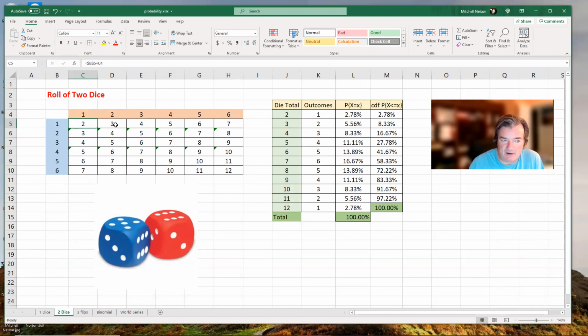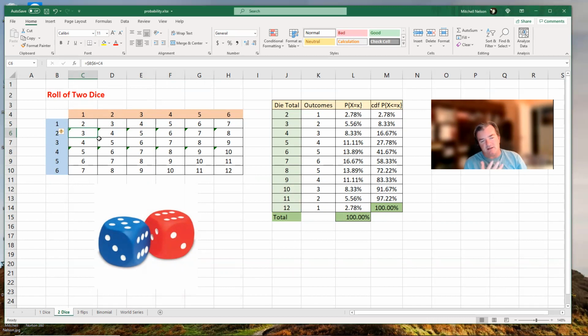Now, how many ways can we get a 3? There's actually 2 ways that you could get a 3. The blue dice could be a 1 and the red dice is a 2. That would add up to 3. And another way it works is if the blue dice is a 2 and the red dice is 1, it also adds up to 3. So there's 2 ways to get a 3.